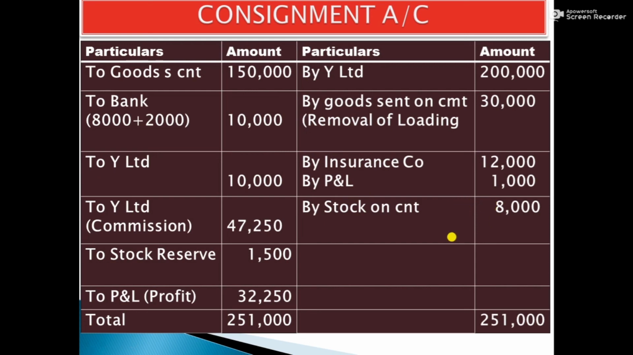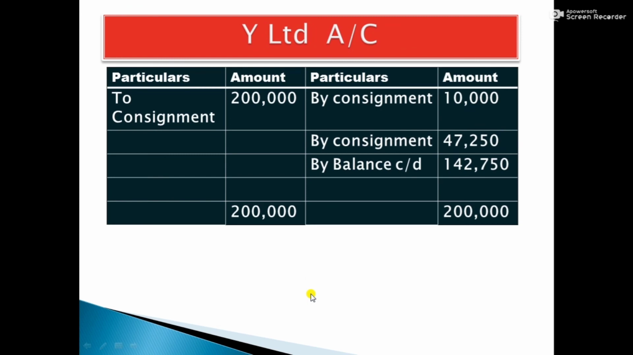Consignee's account will appear like this: to consignment, the sales amount 2 lakh. By consignment, his expenses 10,000. By consignment, the commission 47,250. By balance carried down. The balance is 1,42,750.